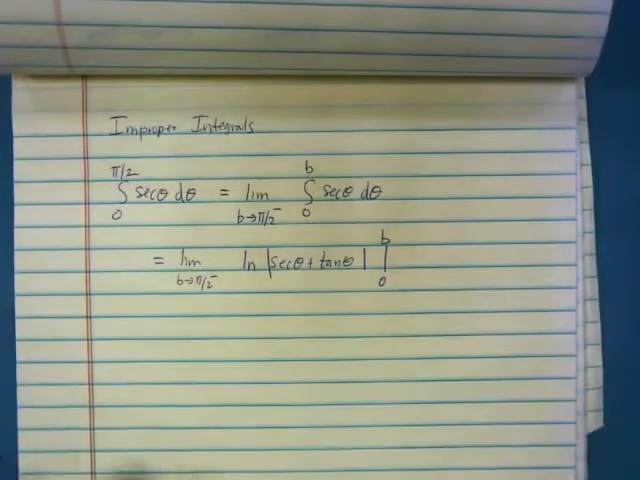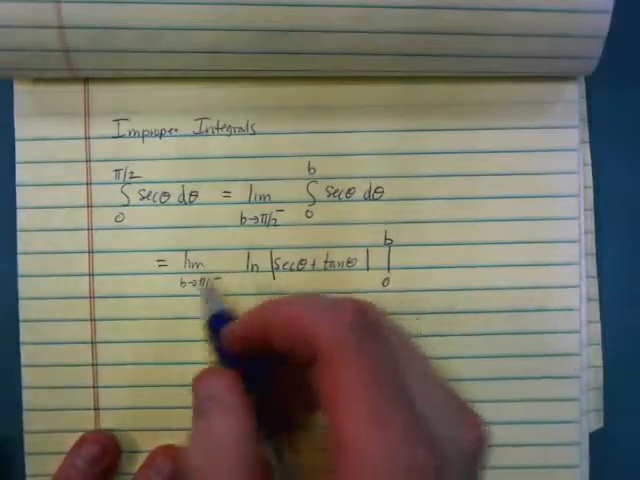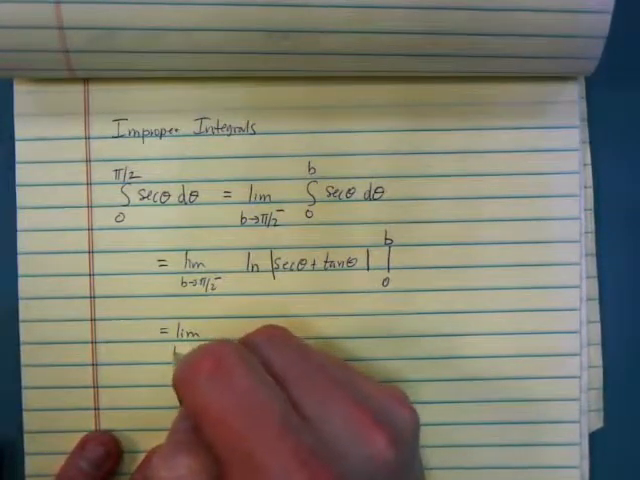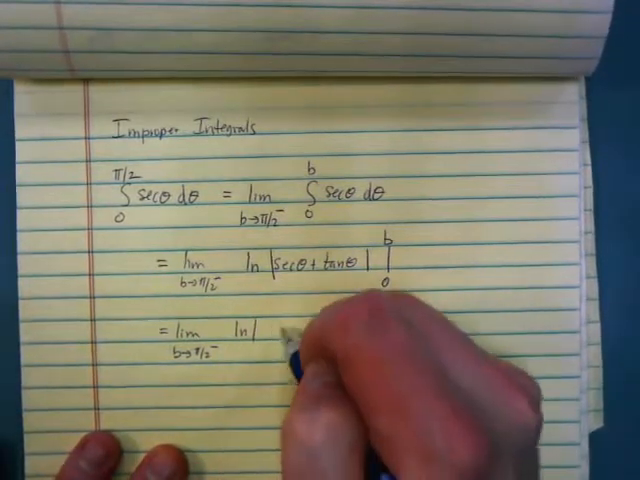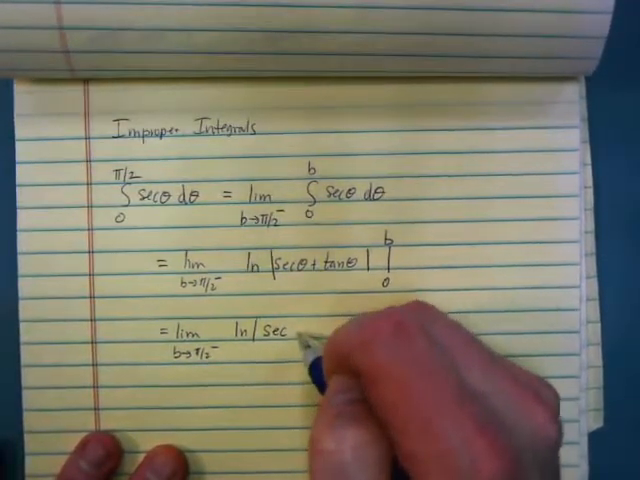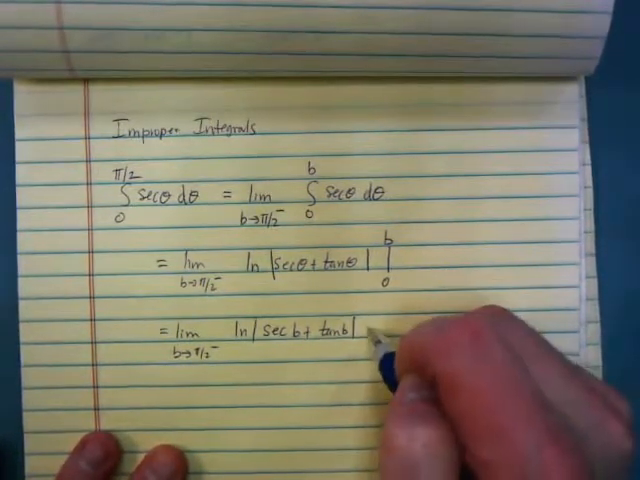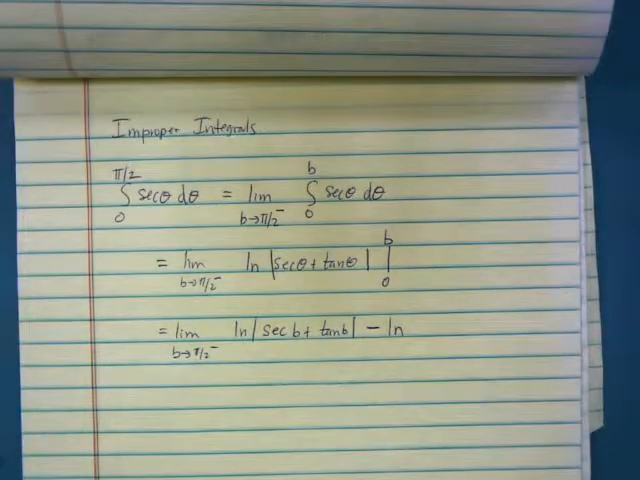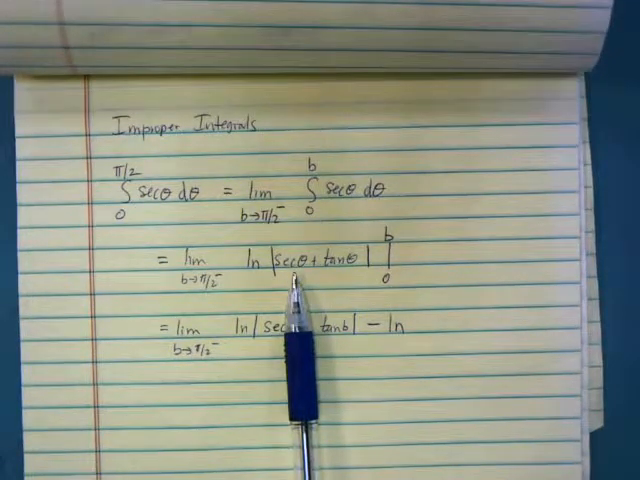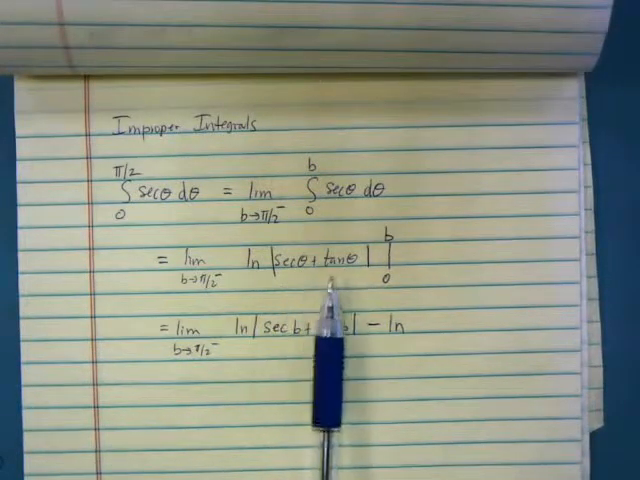So I need to take the limit as b goes to pi over 2 from the left of ln of secant b plus tangent b, minus ln of, I plug in 0. When I plug in 0, what's the secant of 0? What's the tangent of 0? 1 plus 0 is 1. That's ln of 1, which happens to be 0.